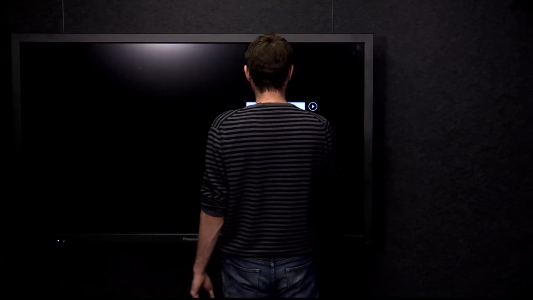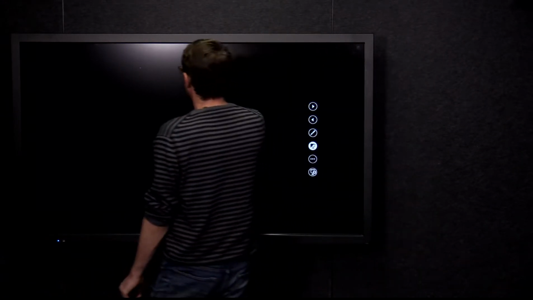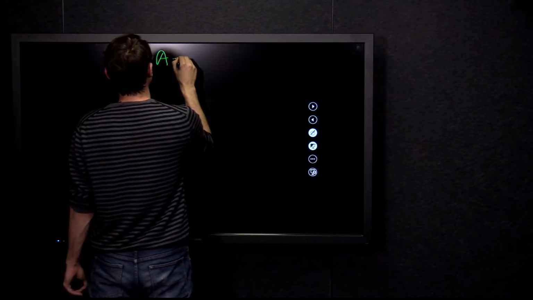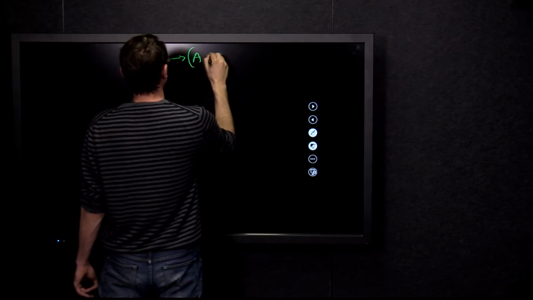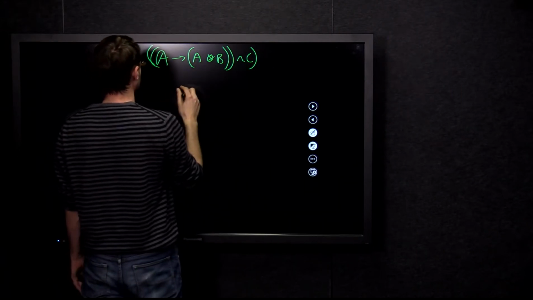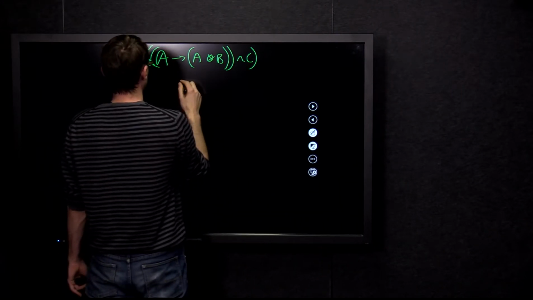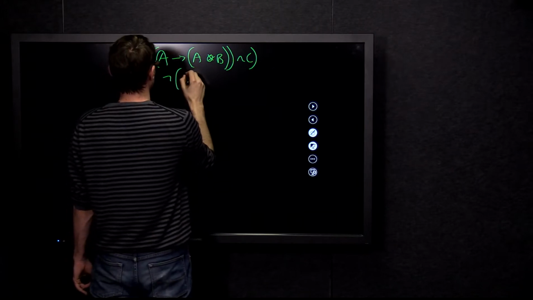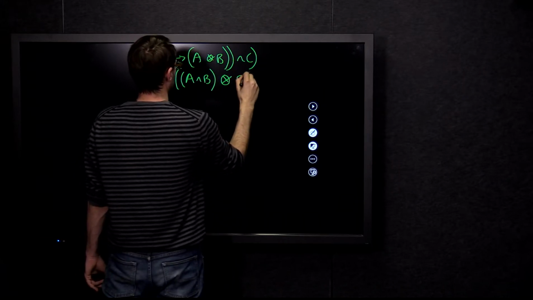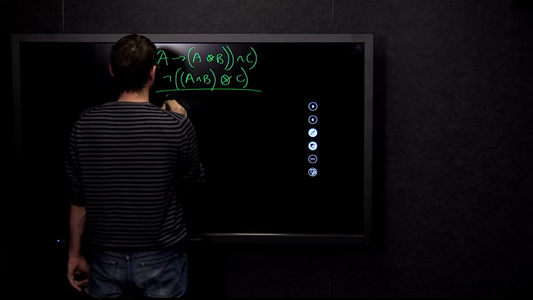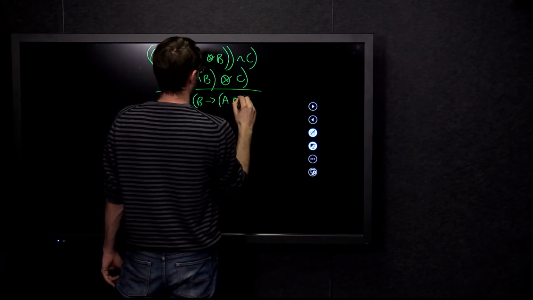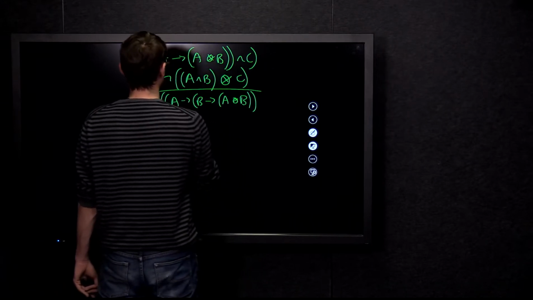Oh, the whole thing's been deleted. All right, let's do it again. A, arrow, A, B, and C, and then the next premise was not A and B, C, and then the last thing was A, arrow, B, arrow, A, B, like that.